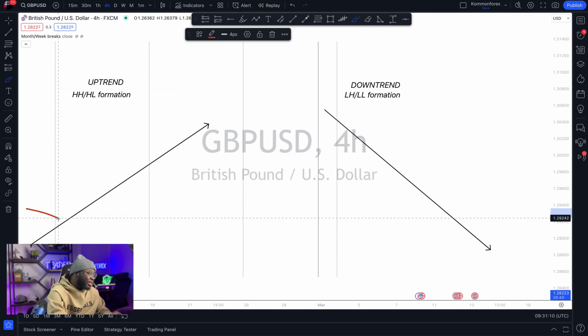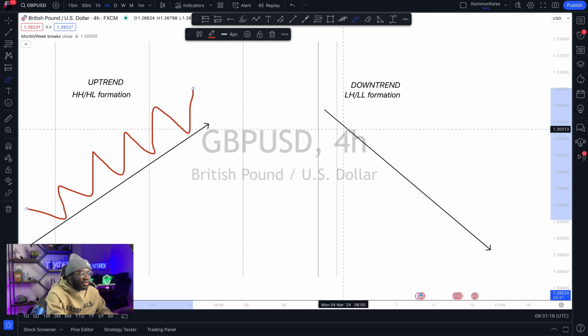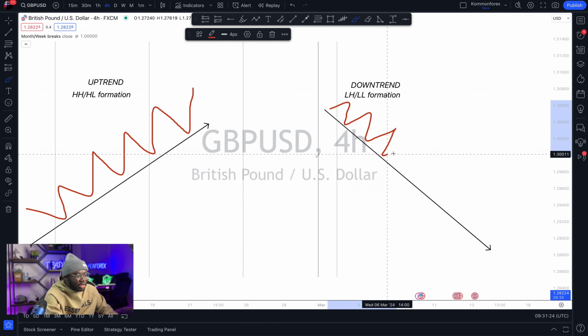What does it mean? You have something like an up down, just up down formation like this. This is the waves I'm talking about. And then for the downtrend as well, you also have, like I said, an up down formation on the downtrend as well.